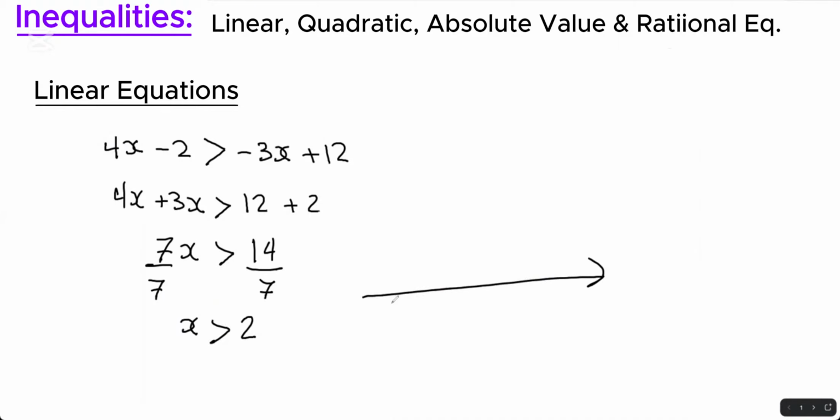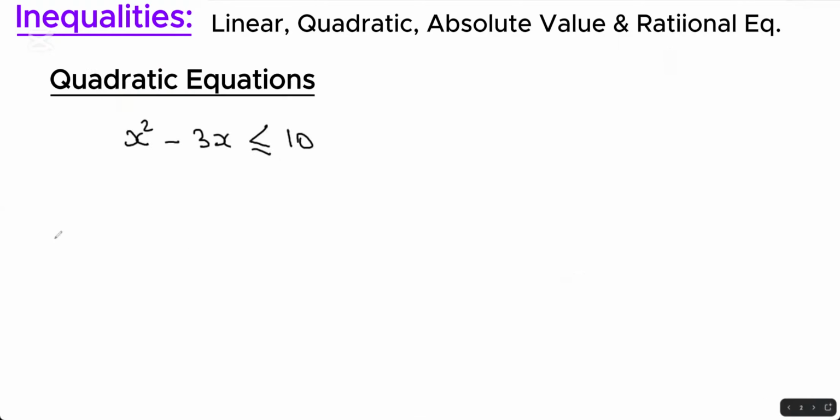I'm going to put that on the number line. There's the 0 there. 2 is somewhere around here. You put an open circle since there's no equal sign with the inequality sign. Greater than is this side, and you shade this region right here. Okay.